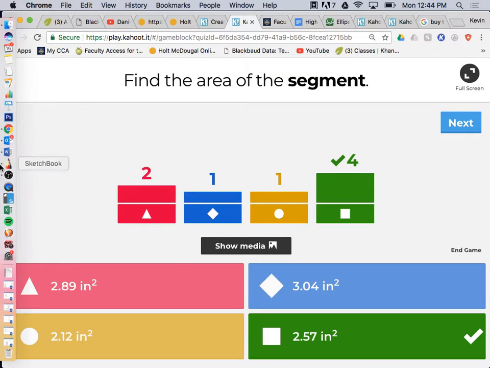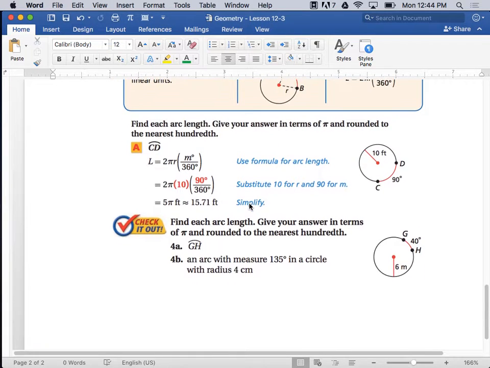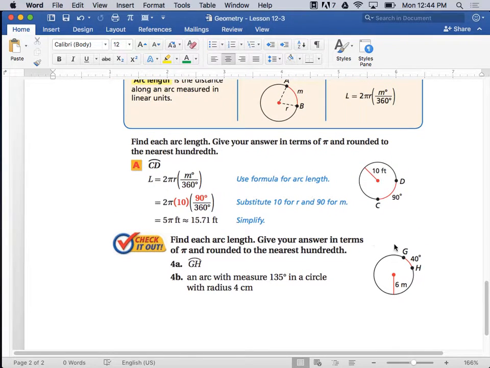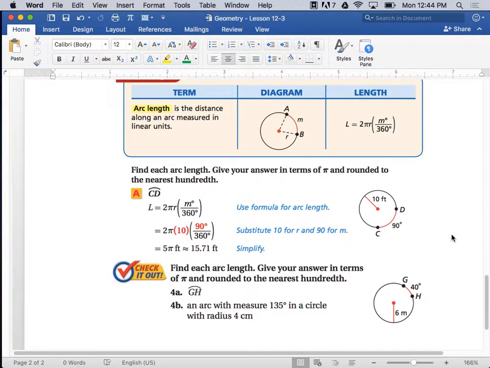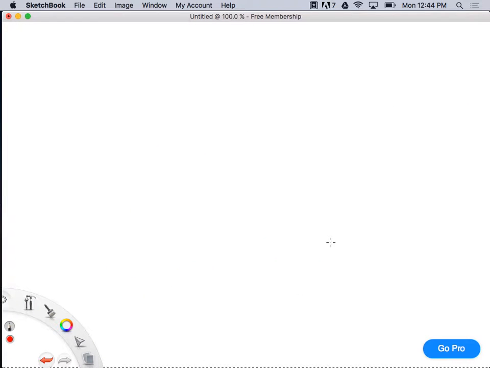Now, last part of this part of the lesson is probably the easiest part. It's finding the arc length. Okay? The arc length.